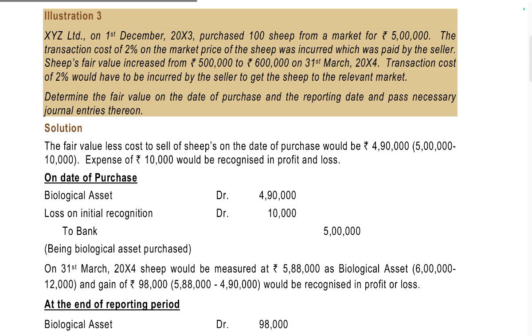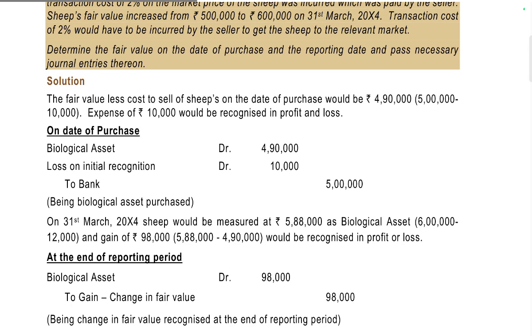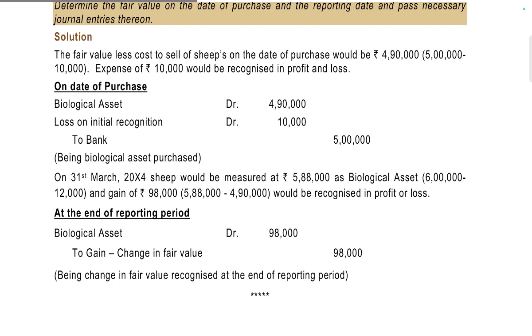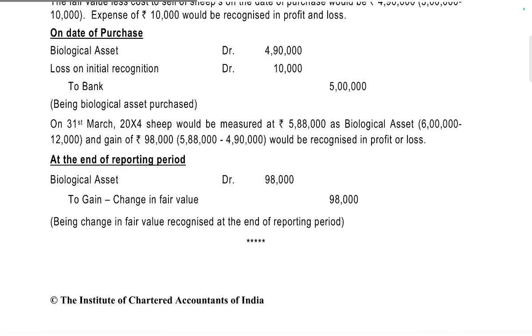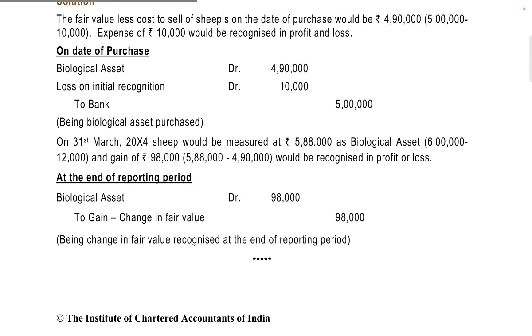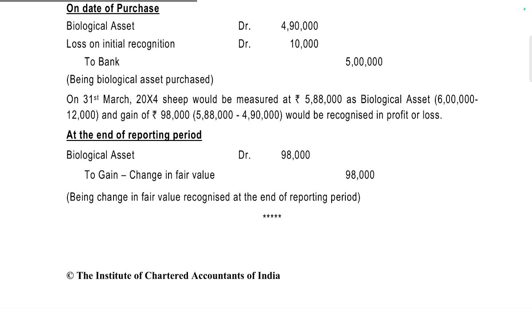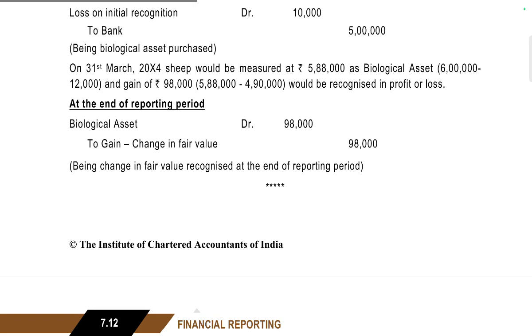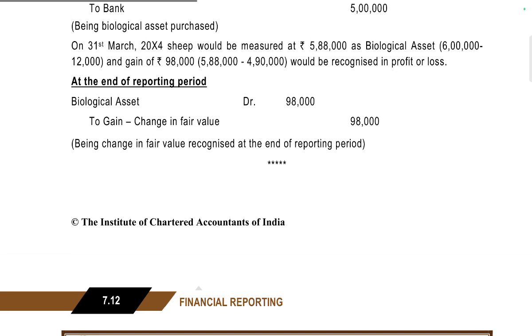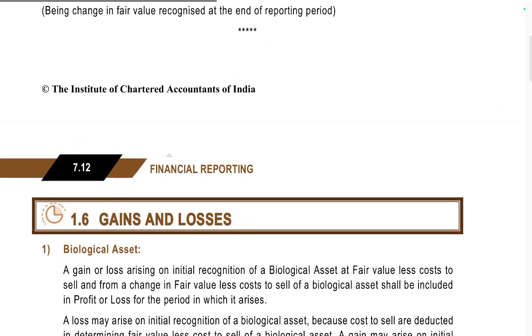That's 5 lakhs minus 10,000. The expense of 10,000 is a loss on initial recognition, with the biological asset recorded against the bank at 5 lakhs. So the biological asset purchased as on 31 March, the sheep would be measured at 4 lakh 88,000, and the biological asset of 6 lakhs minus 12,000 gives a gain of 98,000, that is 5 lakh 88,000 minus 4 lakh 90,000. Biological asset gain is 98,000. The gain from change in fair value is recognized at the end of the financial period.